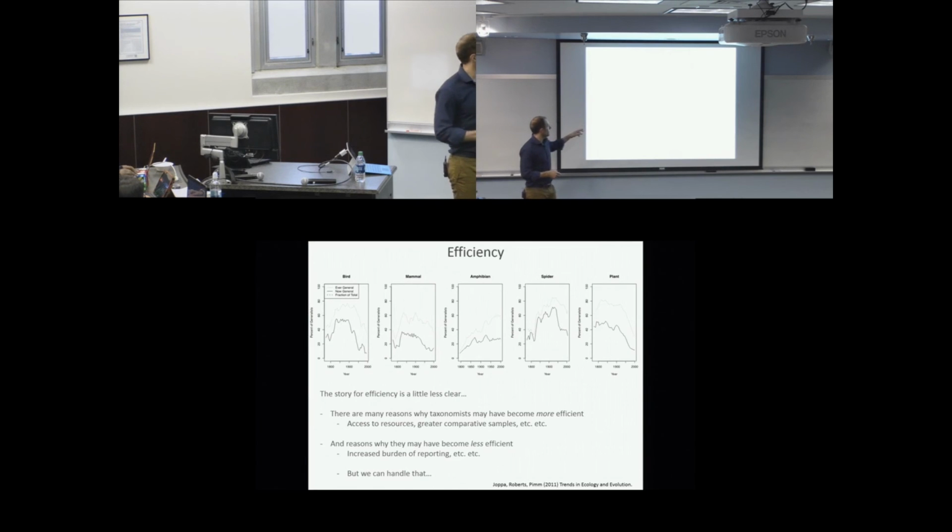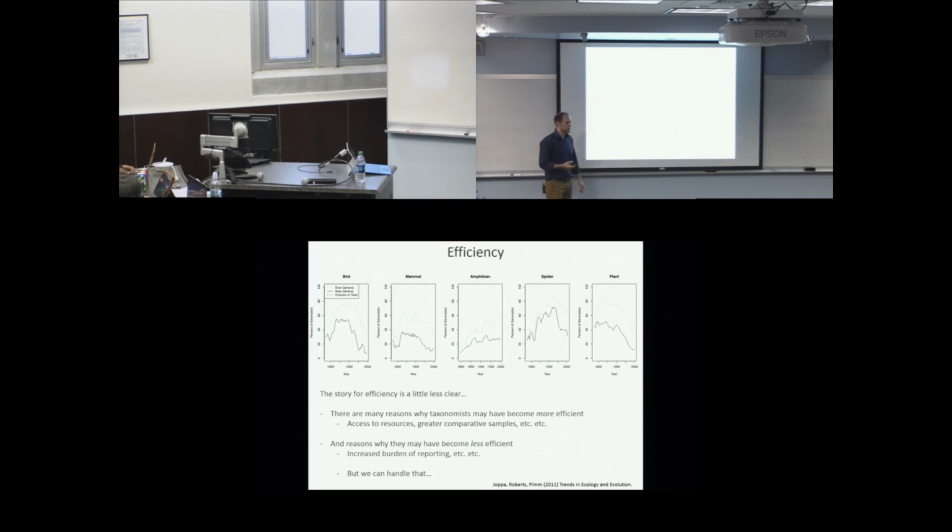So the story for efficiency, are taxonomists becoming more efficient, is a little less clear. There's a lot of reasons why they might be becoming more efficient at their jobs, that it's easier per unit effort for a taxonomist to describe a species, right? There's way higher access to resources, online databases of what species exist. They can more quickly compare with taxonomic catalogs to ask whether this is a new species or not, et cetera, et cetera. But there's a lot of reasons why they might be becoming less efficient.